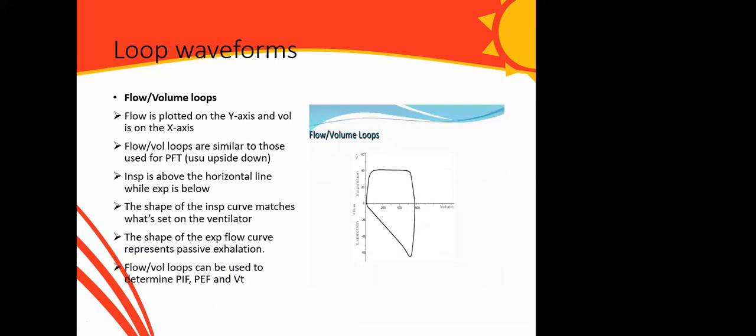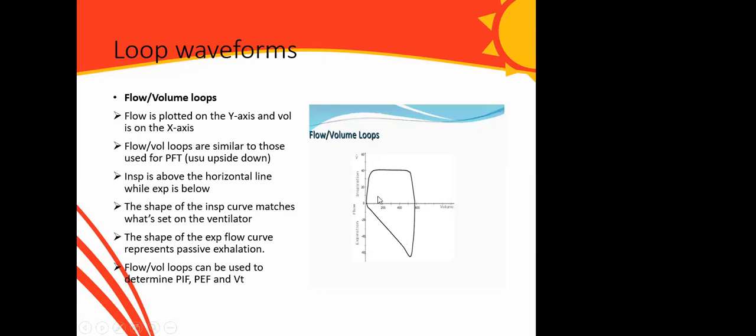The flow volume loop looks like what you see in your pulmonary function test, especially to determine your peak expiratory flow or peak inspiratory flow. Here, flow is plotted on the y-axis and volume on the x-axis. Note that this one is upside down, unlike the pulmonary function test. The inspiration is above the horizontal line, you see my arrow, while expiration is below.